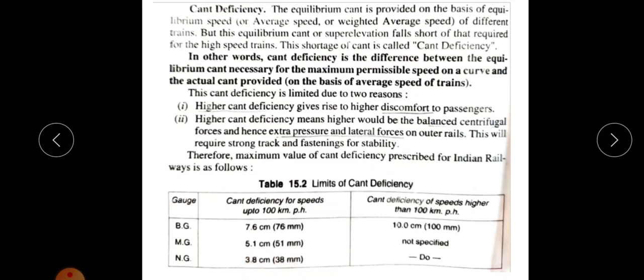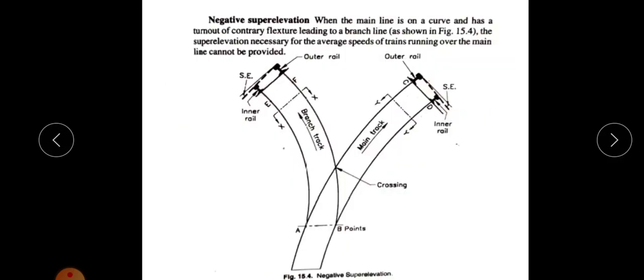So this is cant deficiency. Cant deficiency is the difference between the equilibrium cant, which is necessary for the maximum permissible speed, and the actual cant provided. And for broad gauge the cant deficiency is 7.6 centimeters.